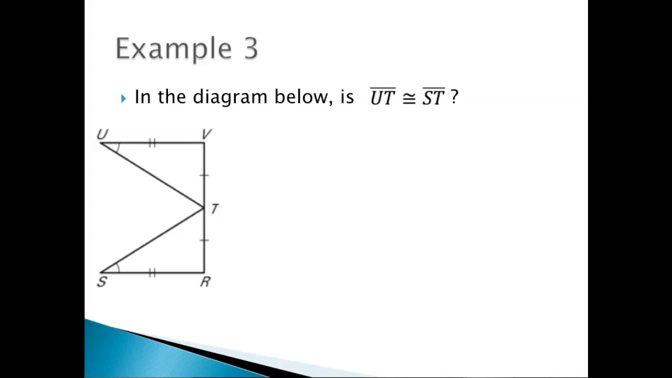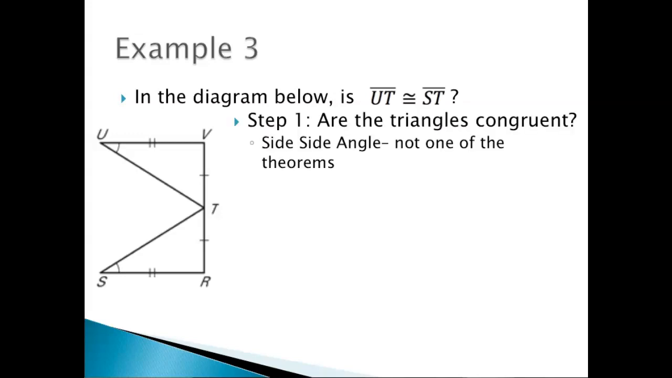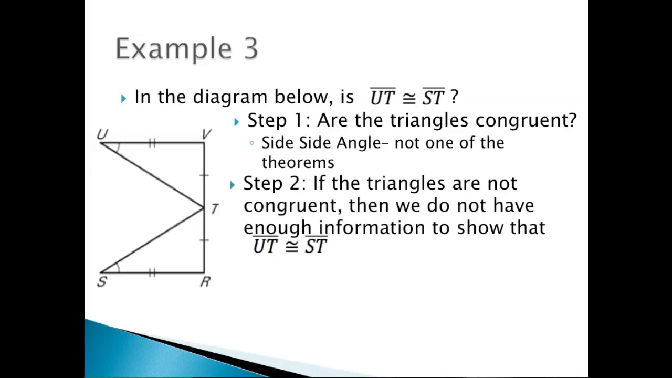So, are the triangles congruent? They could be, but we don't have enough information to make that case. Possibly, but we can't prove that they are. So, since side-side-angle is not one of the theorems, we can't say for sure whether or not these triangles are congruent to each other. Okay, so step 2: if we can't prove that the triangles are congruent, then we do not have enough information to show that UT is congruent to ST.